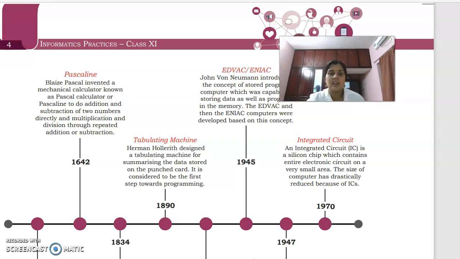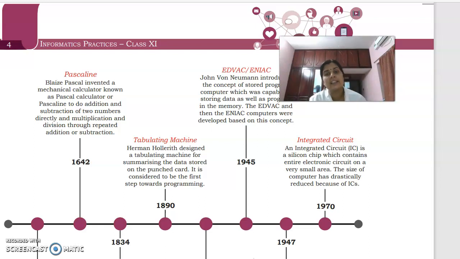The next invention is the tabulating machine. An advantage of the tabulating machine is that it can store data by using punch cards. The punch card used in the tabulating machine is the first step towards programming. That means in programming we are storing data. So the tabulating machine is the first step in programming.